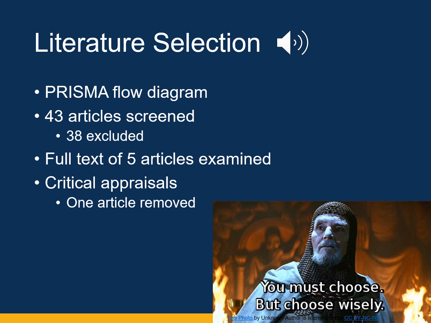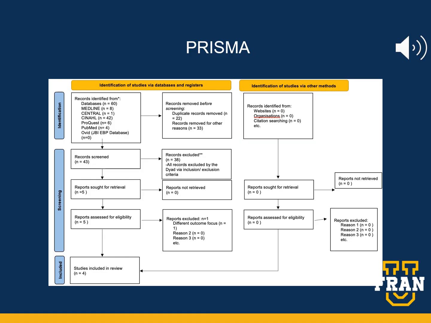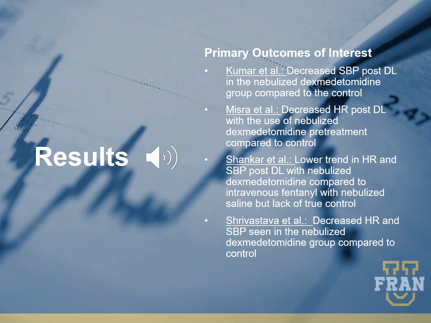The full text of the 5 remaining articles was analyzed by the dyad to assess for applicability to the topic of interest. The dyad also performed a critical appraisal of the 5 articles, utilizing the 2017 Joanna Briggs Institute checklist. 1 article was removed after dyad agreement because it did not align with the outcome of interest. The remaining 4 articles were included in the systematic review. This PRISMA flow chart shows the results of our literature searches, which were whittled down to 4 randomized controlled trials that met all criteria.